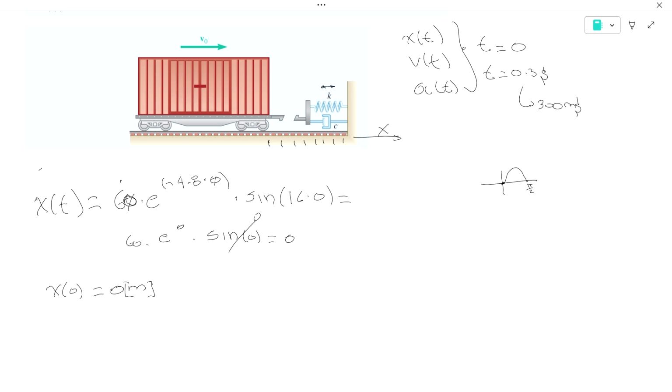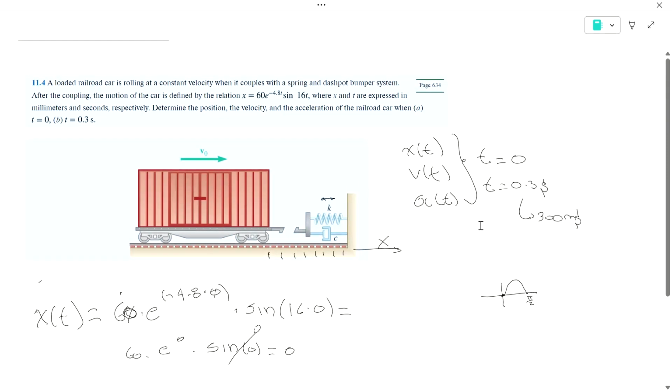All right, so that was pretty simple. Basically what we're saying is that whatever our x point or coordinate system was, when time equals 0, this was at 0.